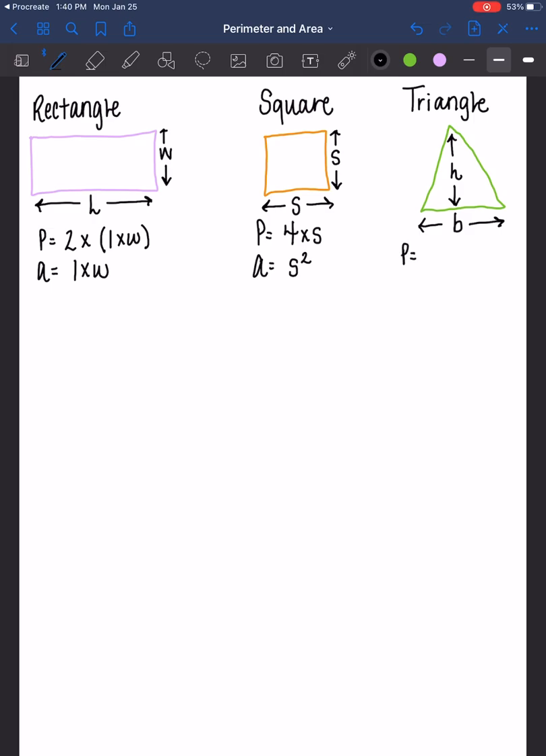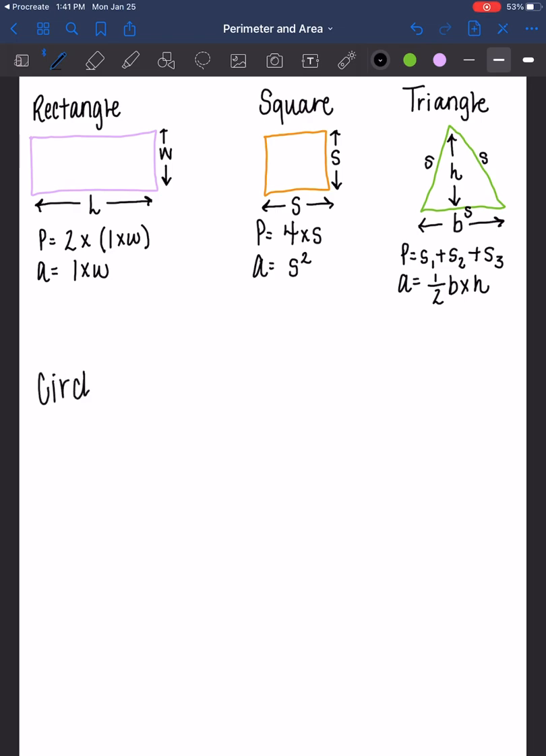So starting with perimeter, the perimeter for a triangle is S1 plus S2 plus S3. So very similar to the square, S stands for side. I'm going to show you that the sides are just the sides of the triangle. Now, the area equation is a half times B times height. So the half times base times height.